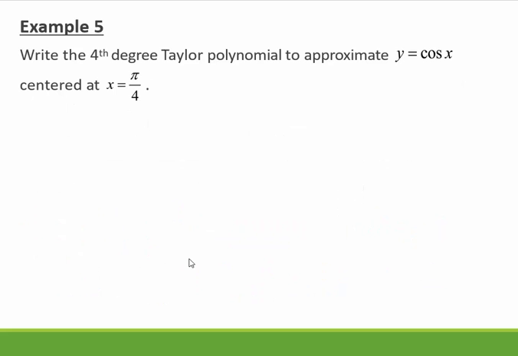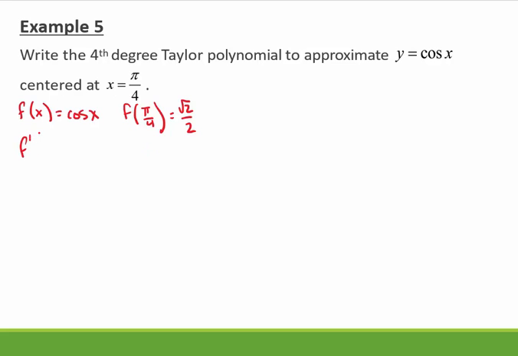Okay, this example: writing our 4th degree Taylor polynomial to approximate y equals cosine of x centered at x equals pi over 4. So I have my function is cosine of x. I have my function evaluated at pi over 4 is equal to root 2 over 2. You don't have to rationalize, at least in my class. So if you aren't rationalizing your denominator, that's okay with me.